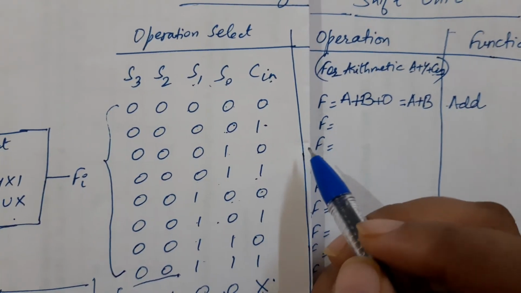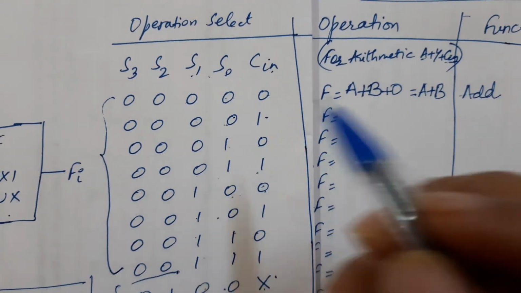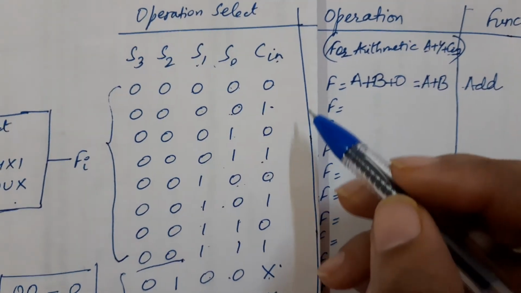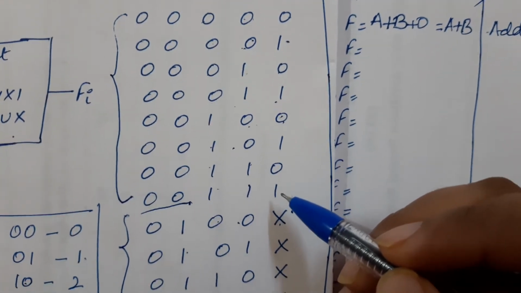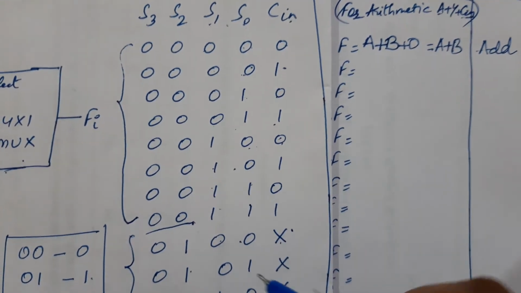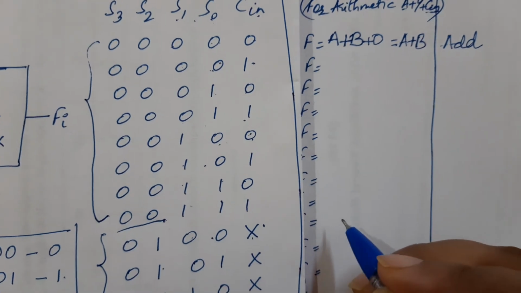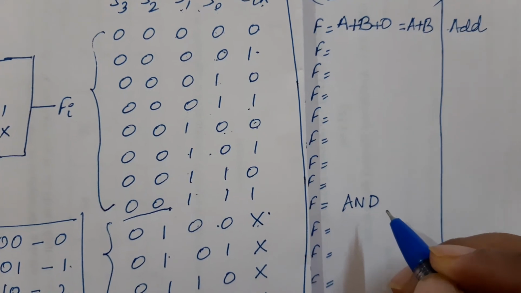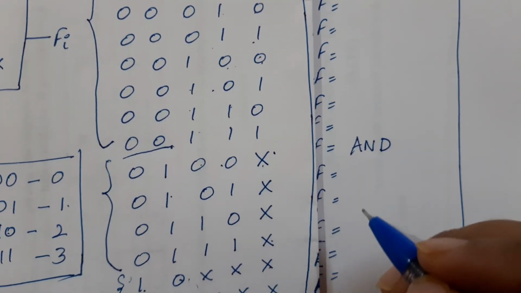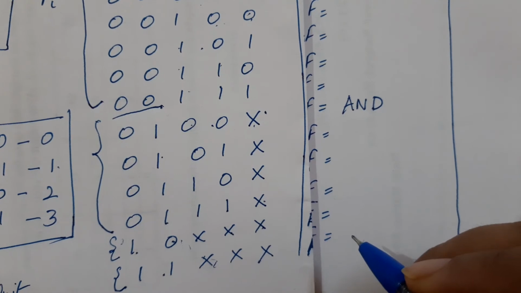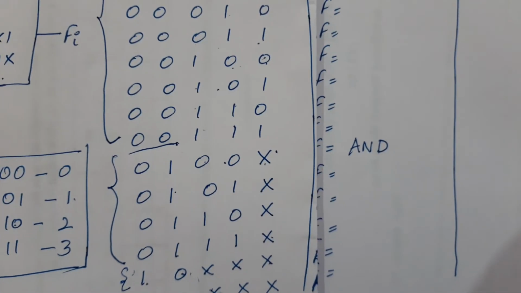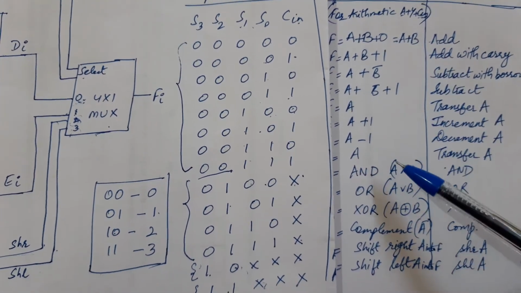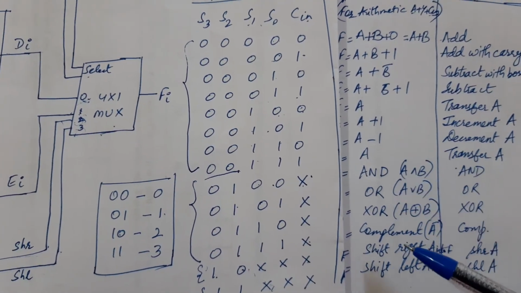It is performing add. Similarly, when the carry input becomes 1, here you add 1, then the operation becomes add with carry. Similarly, moving on, you can write the operations, and in the case of logical micro operations, if the value is 0, 0, the function performed is AND. Similarly, you can write the basic operations, and then here are shift right and shift left.